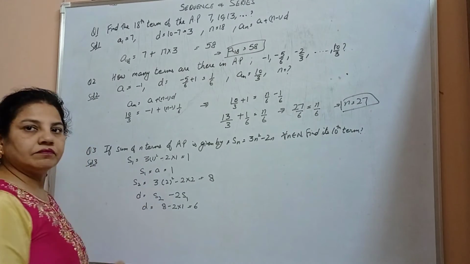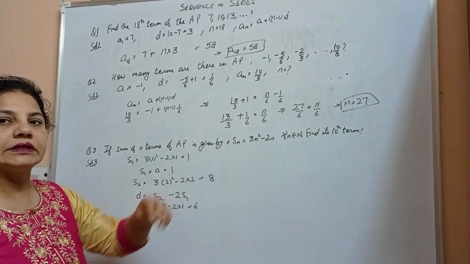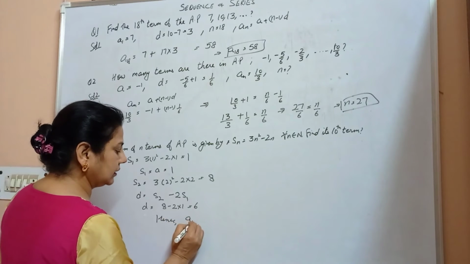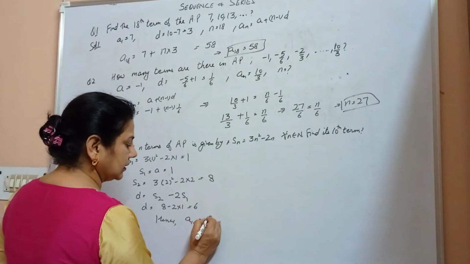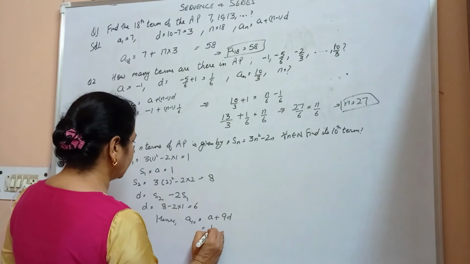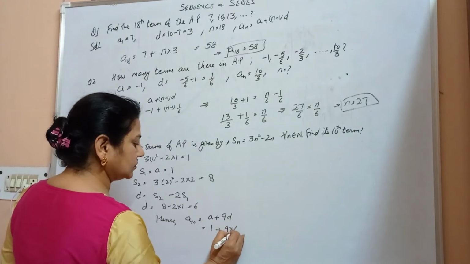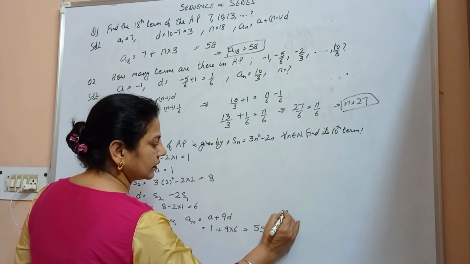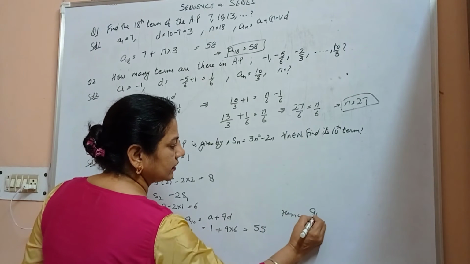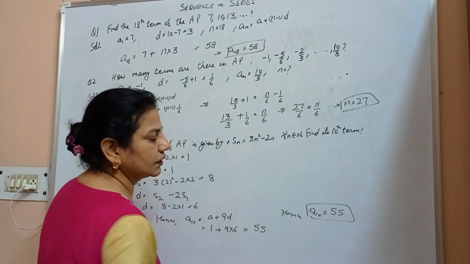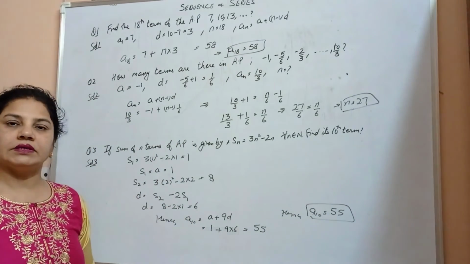We know the first term, we know the common difference, and we have to calculate the 10th term. So hence the 10th term is given as a plus 9d. That means 1 plus 9 into 6, which is equal to 55. So hence the 10th term is 55. The 10th term of the AP is 55.